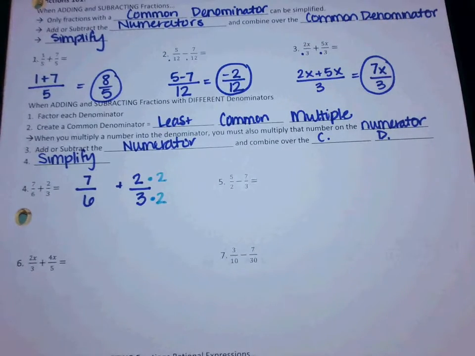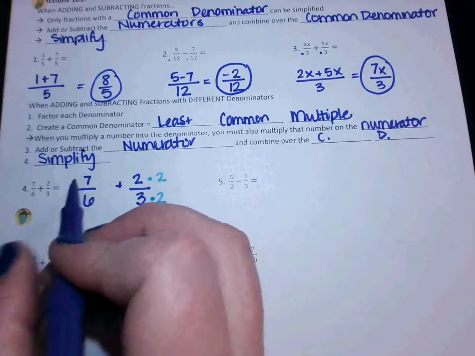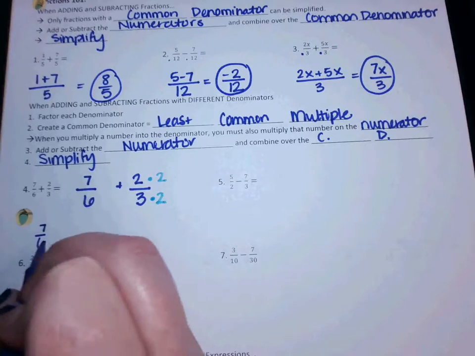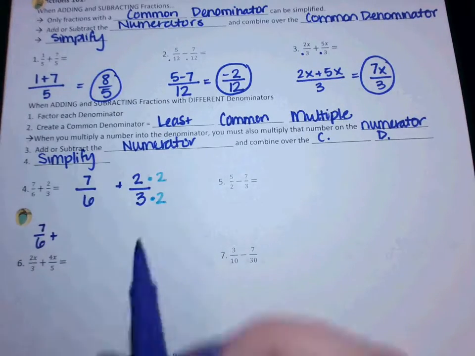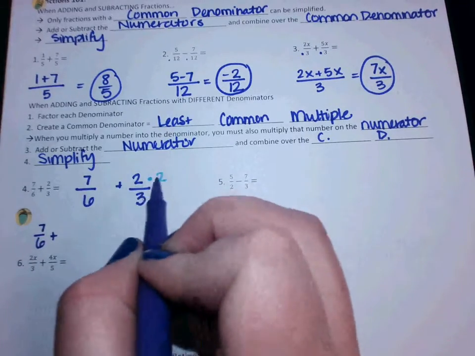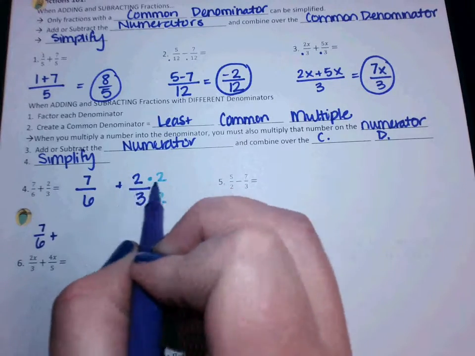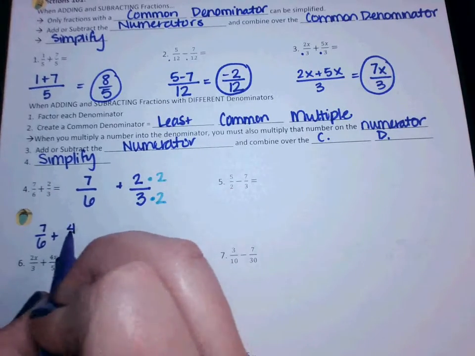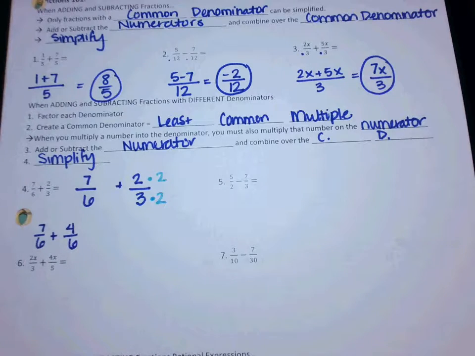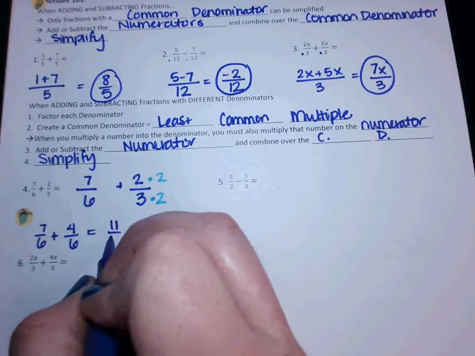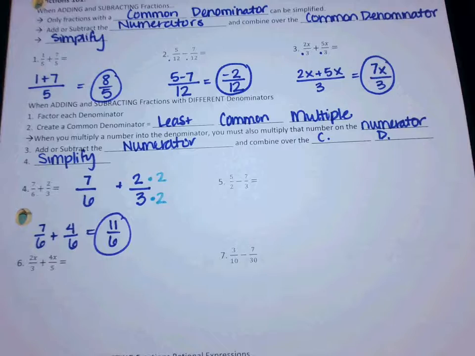Now remember, the reason we pick 2 is so that the bottoms will both be the number 6. So from here, I have 7 over 6 plus, and for my second fraction, 2 times 2 on top is now what? 4 over 6. And so that means I'm allowed to put them together in one fraction. What is 7 plus 4 across the top? 11 over 6. And that's your answer.